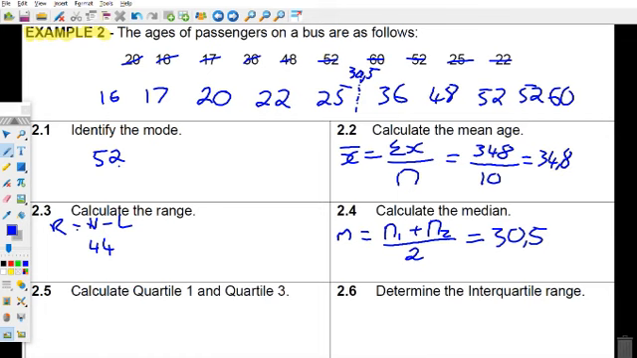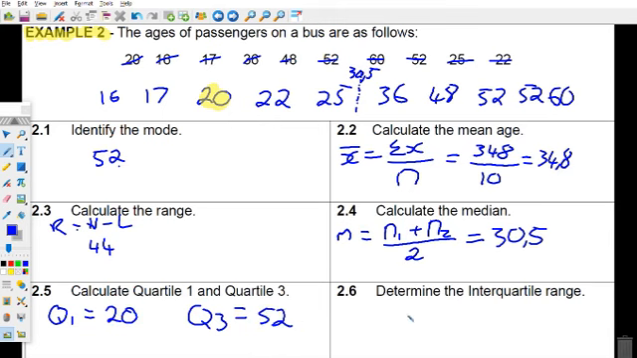The Q1 is the left-hand side, the lesser half. Okay, the middle. So what's in the middle of the lesser half? There's 5 of them, so it's going to be the middle one. 20. Okay. So my Q1 is equal to 20. My Q3 is equal to the middle of the top half. What's it going to be? The middle there is 52.